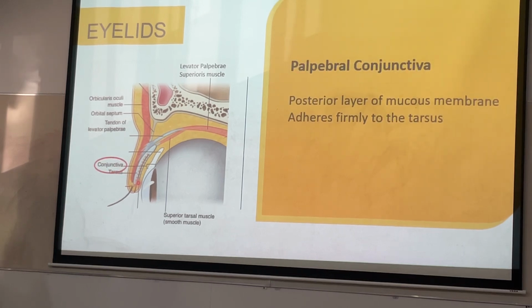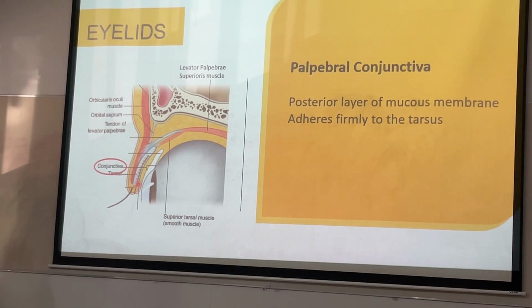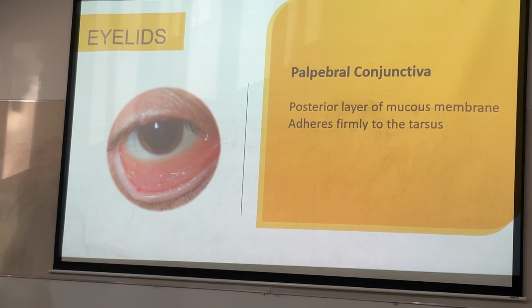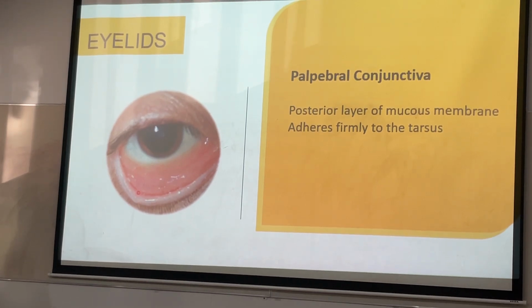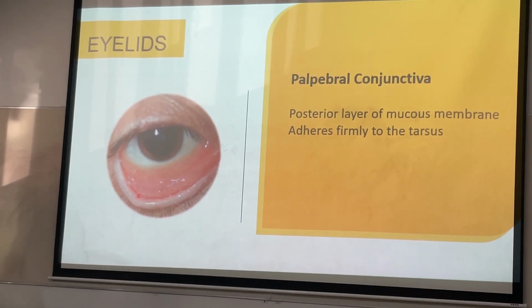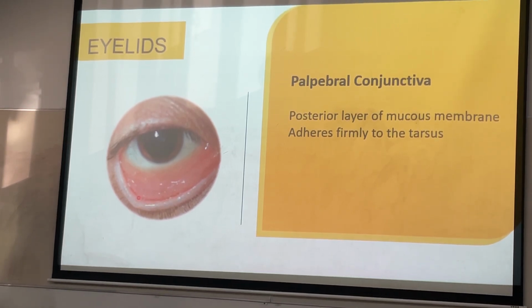And lastly, behind it, is your palpebral conjunctiva. So this is the posterior layer, a mucous membrane, and this adheres firmly to your tarsus. So basically, when you pull your lower lids, you're seeing your inferior palpebral conjunctiva. If you flip your eyelids in the upper eyelid, then you also see the conjunctiva. So in the clinics, you're very familiar now with a pinkish conjunctiva. You're looking for jaundice or something. No, if dehydrated, then it's pale conjunctiva. So this is the last layer of your eyelid.